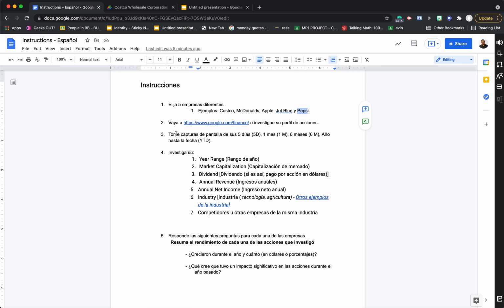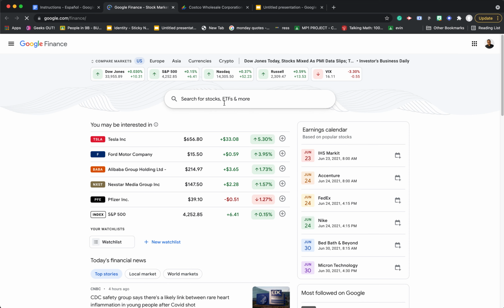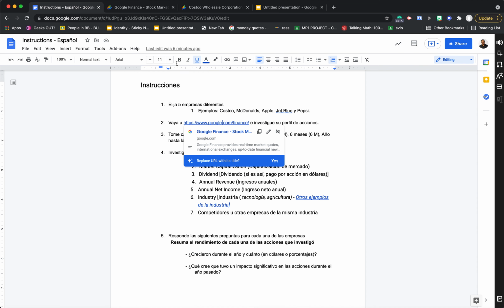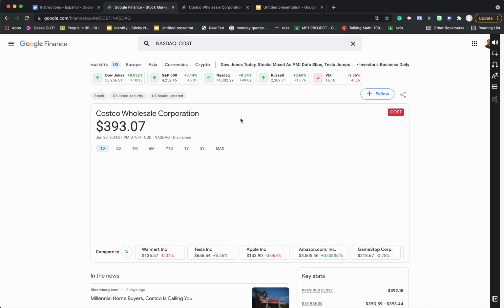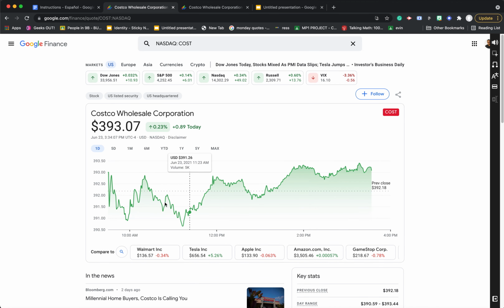Once you have your 5 companies, you're going to go to the website called Google Finance, and you're going to research the stocks or the shares. Click on here, and it's going to take you to this website. The first company we're going to look at is Costco. So here I'm going to type in Costco. Once I have it there, I'm going to click right here.